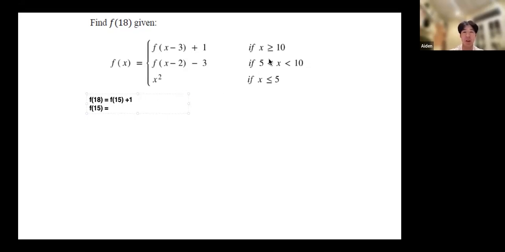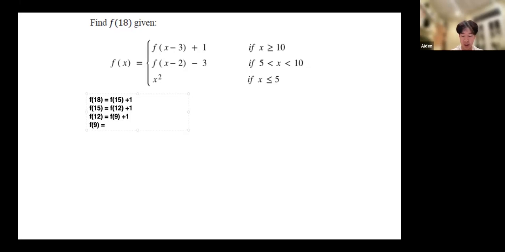And 15 is still greater than 10, so we're still following the case here at the top, which gives us f of 12 plus 1. We repeat the same thing for f of 12, still going with the top case. So we get f of 9 plus 1. And finally, since 9 is smaller than 10, we follow the second case, sorry.